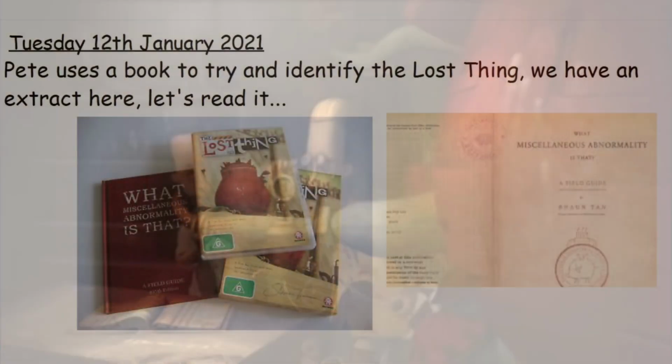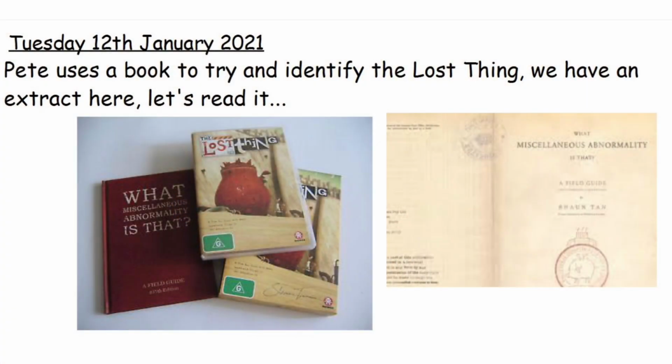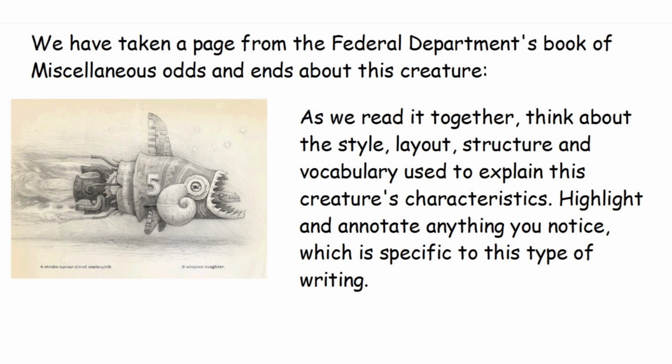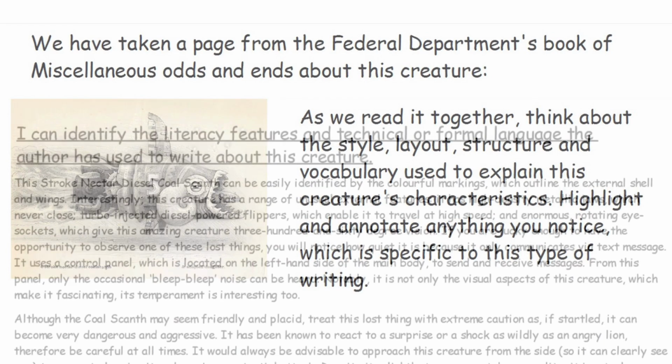Do you notice the book that Pete gets down from his shelf to try and identify the lost thing? We have an extract from that book, What Miscellaneous Abnormality Is That, here. Let's read it together. As we read it, think about the style, the layout, the structure, the vocabulary that's used to explain this creature's characteristics. If you have a copy of it at home, highlight and annotate anything you notice. What is specific to this type of writing? What makes this an explanation text?